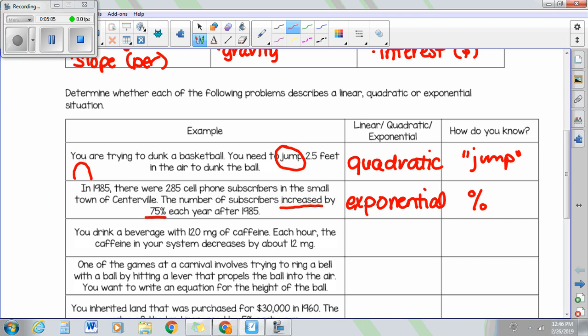The third problem says you drink a beverage with 120 milligrams of caffeine. Each hour, the caffeine in your system decreases by about 12 milligrams. This guy is linear. This word right here, decreases. I know decreases and increases sometimes show up in exponential functions, but this one doesn't have percentages. It decreases by 12 milligrams each time. I'm subtracting 12 every single time.